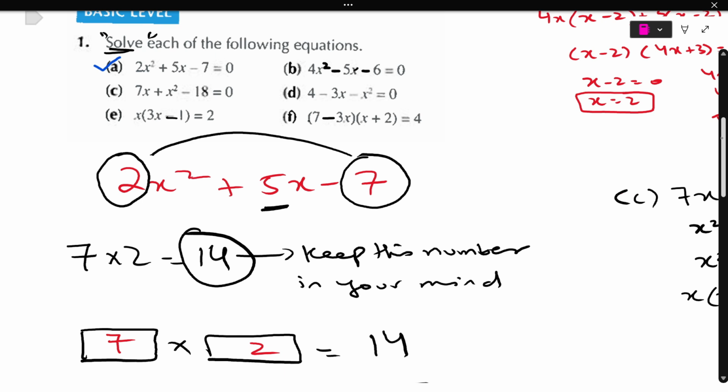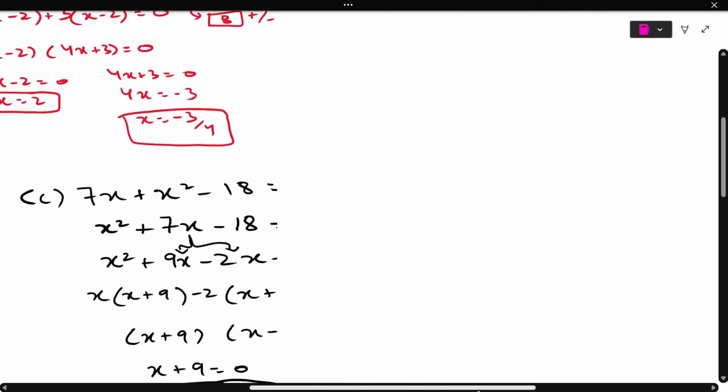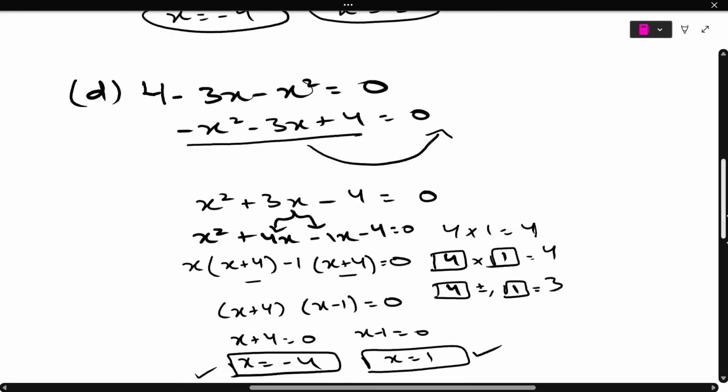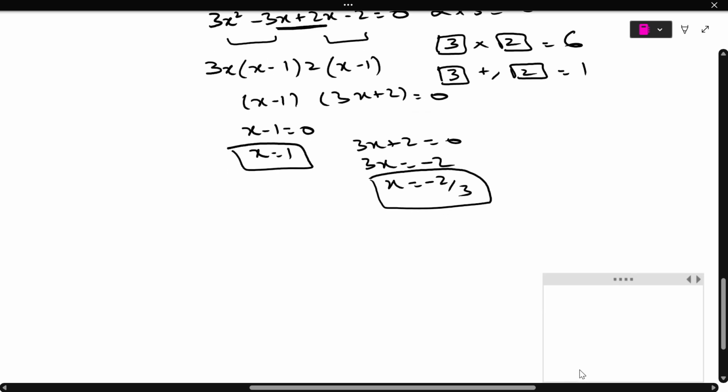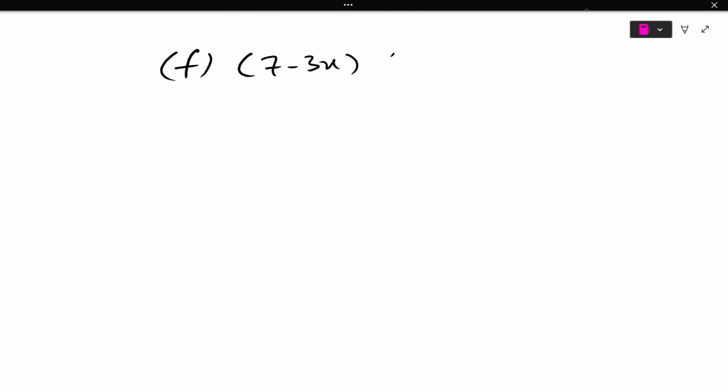Okay, so part number F says 7 minus 3x times x plus 2 is equal to 4. So let me just copy down this question, and as you can fairly guess, first you will have to multiply and then simplify to form a quadratic equation, and then you solve it. Right, times it by x plus 2 is equal to 4.